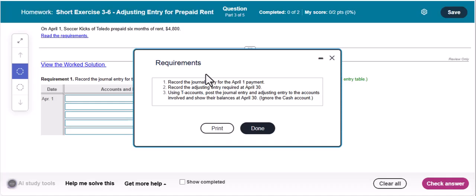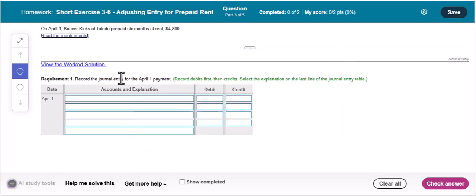So we need to record the journal entry for the prepaid rent first, then we need to do our adjusting entry at the end of April to account for the rent used, and then lastly we're going to post the transactions to our T accounts. So we can close out of this as our requirements will pop up above each section of the problem.